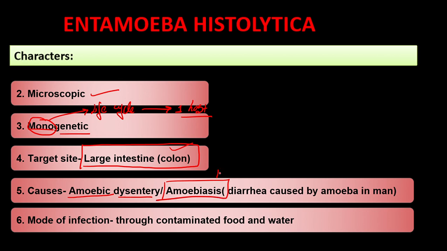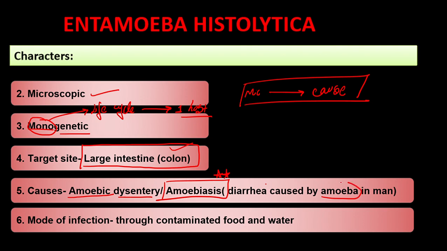Put a star mark over here. This is a NEET question. Of all the four we are studying, you are supposed to remember the microorganism name along with what it causes. Why? Because it comes in NEET as an MCQ. Now, amoebic dysentery or amoebiasis is nothing but diarrhea caused by amoeba. What is diarrhea, class? It is nothing but loose motion. So, when loose motion is caused by amoeba, we call it amoebiasis.